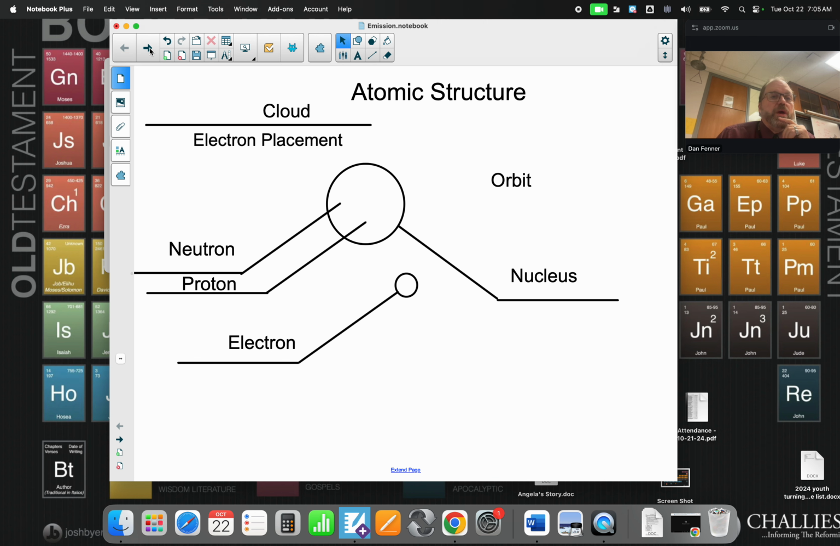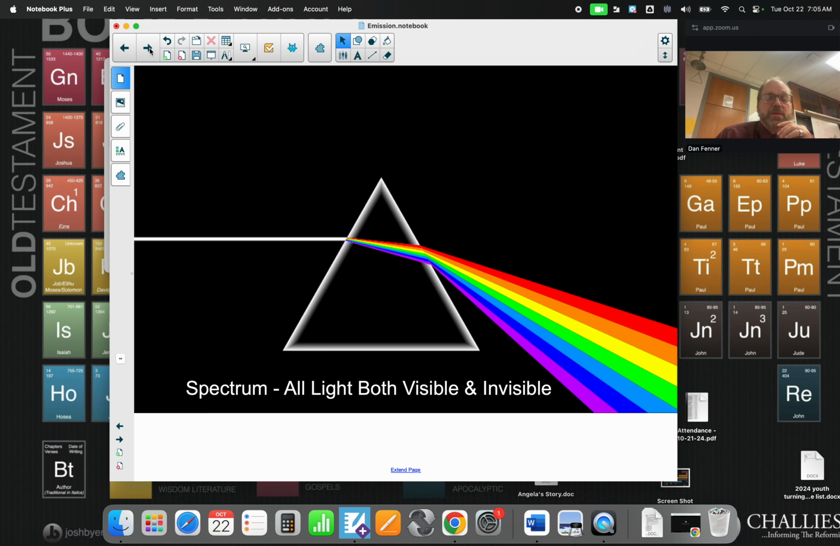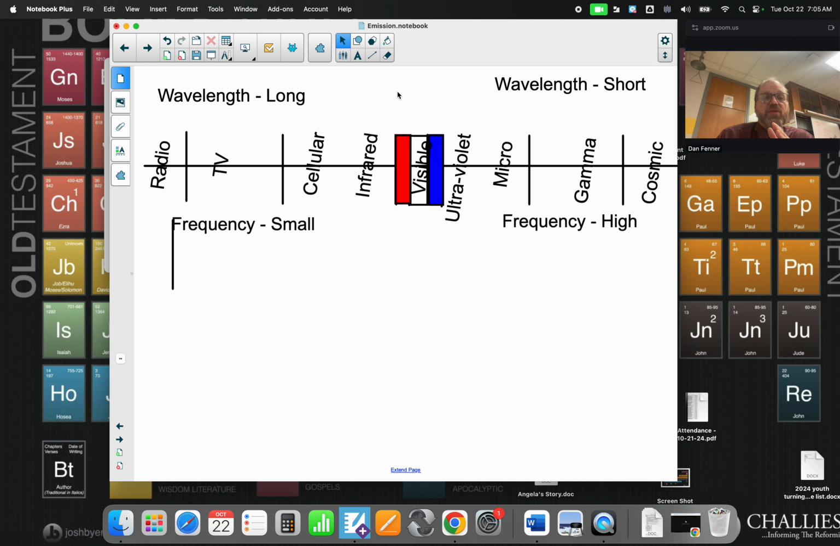Now, when we arrange electrons, we're able to identify where they're at by the spectrum of light emitted, something we call emissions. So either line spectrum or dark line spectrums. We're going to talk about how the process takes place. Now, in order to do that, we first need to talk about what the spectrum is, and that's the full range of light that exists.